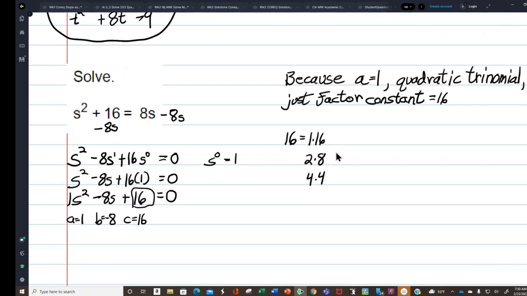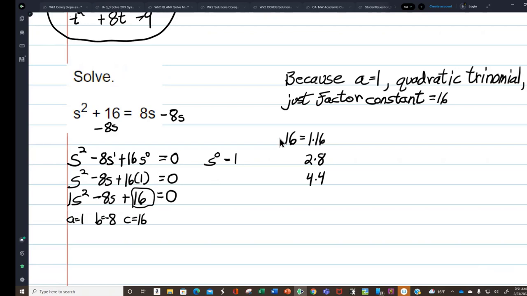But none of these are going to add up to negative 8. You can't add positive numbers and make them equal negative 8. Now, 4 plus 4 equals positive 8. So we're close, we're on to something.